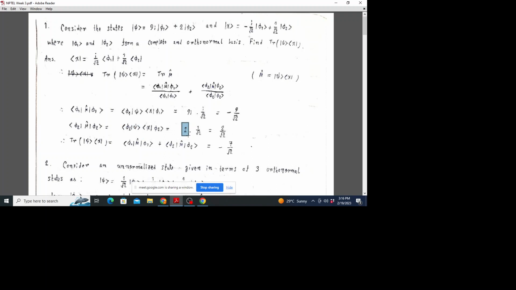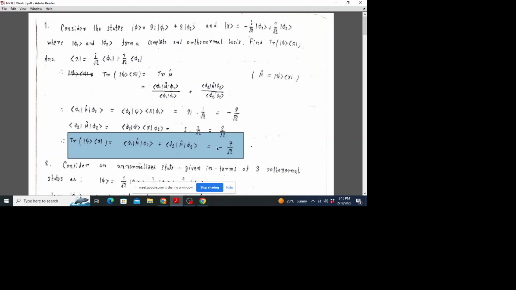So this is 2, and for the second one, chi phi2, this will give us 1 by root 2. So that means this second term has a contribution of 2 by root 2. And finally, to find the trace, add these two contributions up and you will get the answer. So this is our final answer. It's minus 7 by root 2. So that is how you take the trace of an operator in an orthonormal basis.